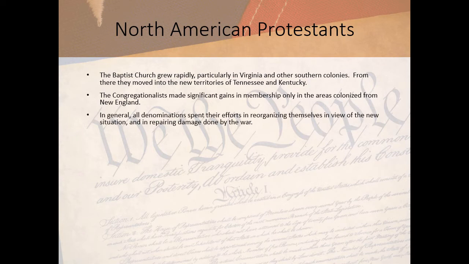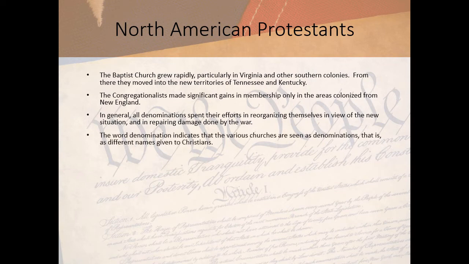In general, all denominations spent their efforts in reorganizing themselves in view of the new situation and in repairing damage done by the war. So they're going to have to figure this stuff out. This is unprecedented. The church hasn't gone through a time where a group of colonists rallied together to beat out the nation that colonized them and then created their own nation. And not only that, but in an area that was largely not occupied by anything other than scattered native groups. So it's ripe for the picking to expand. And of course, we know that's what happened. So it's just a new day. It's a new time. Nobody has a roadmap for this. So these denominations are going to have to figure it out. Some of them do very well, and some of them don't do so well.